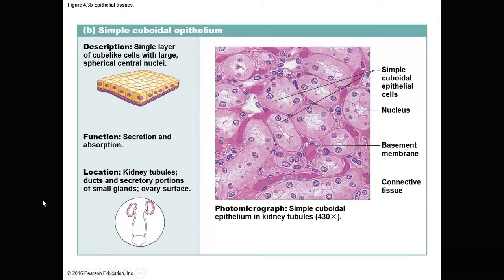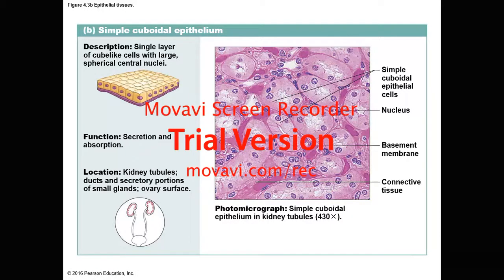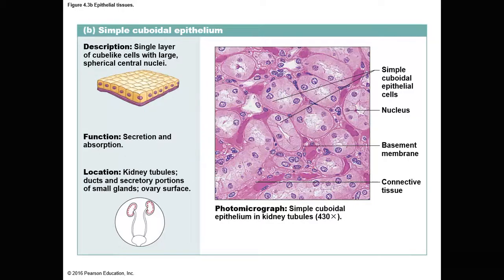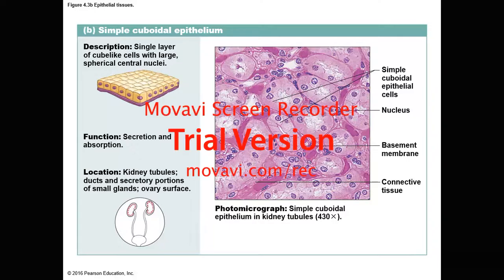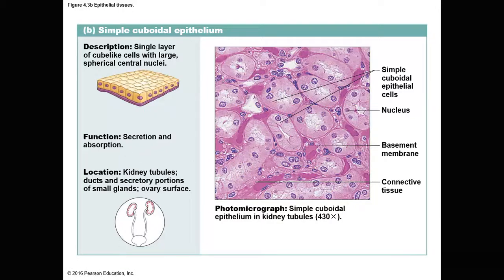So when I think of simple cuboidal epithelium, I always think of glands or kidney tubules. That's what I think of automatically. The description is a single layer of cube-like cells with large spherical central nuclei. The function is secretion and absorption. Location: kidney tubules, ducts, and secretory portions of small glands, and the ovary surface.